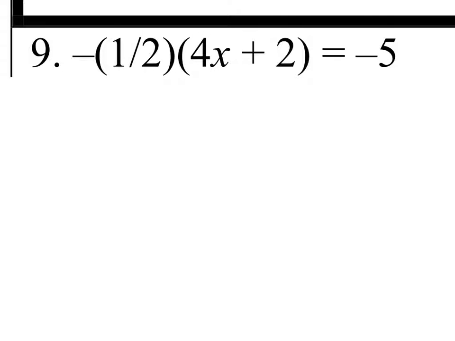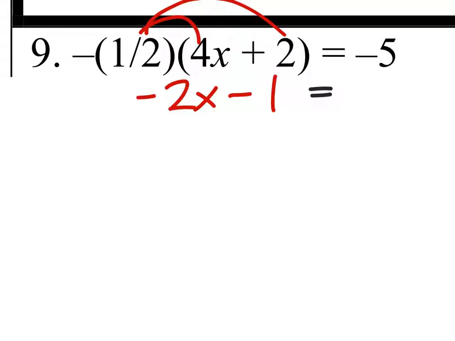So right here, we got a negative 1/2 that we're going to have to distribute into the parentheses. So negative 1/2 times these values. Again, you should be using a calculator to solve this. Negative 1/2 times the 4x would be a negative 2x. And then negative 1/2 times the positive 2 becomes a negative 1. This still equals negative 5.